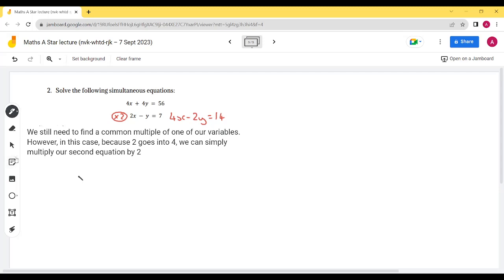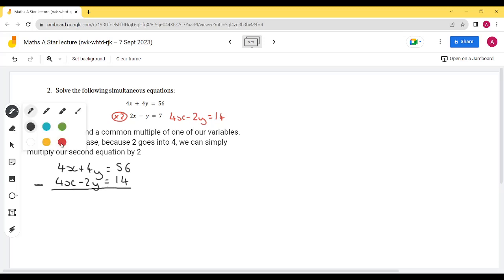All right, we're going to rewrite this out below. Now we have altered the second equation. So we've got 4x plus 4y equals 56. And we've got 4x minus 2y equals 14. And so now we need to do our takeaway. Again, we've cancelled out our x's, which is exactly what we want to do.